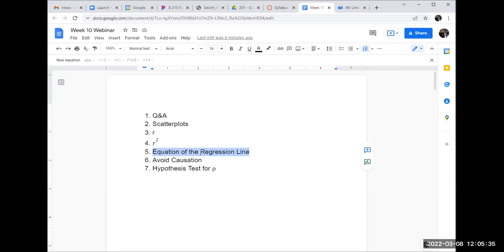But in this class, we're going to be talking about what the slope tells you about the variables you're looking at, and how that is going to help you make decisions. And what does the y-intercept tell you? And can it help you make decisions? If so, what decisions might it help you make? And if not, why not? Why will it not help you make decisions?